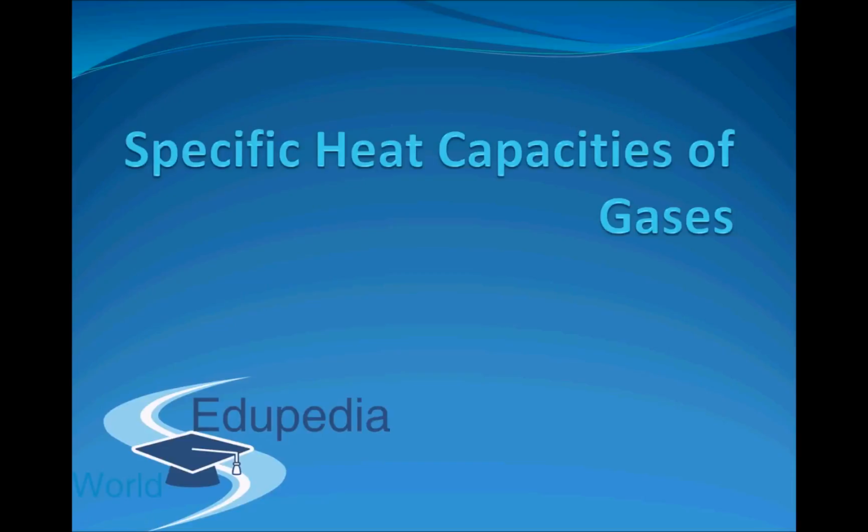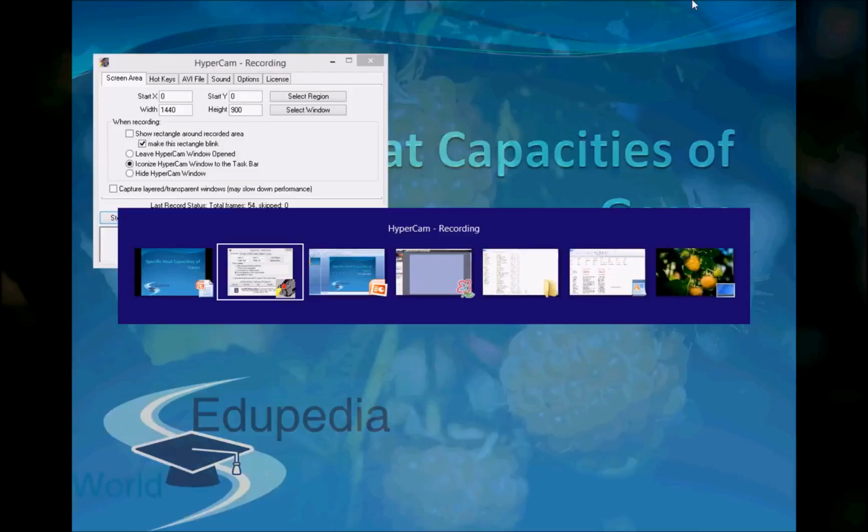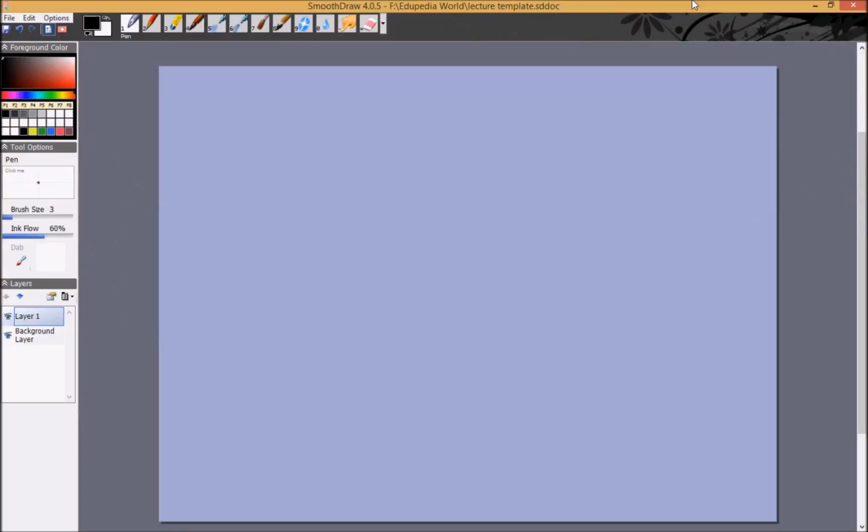In this video we'll start the new chapter, Specific Heat Capacities of Gases, and we'll also look in detail at 4 specific types of processes. We've seen two different definitions for heat capacity of a gas.